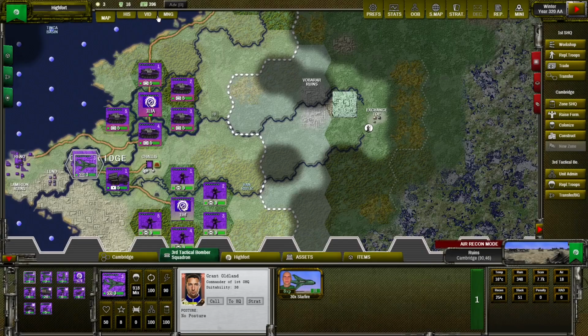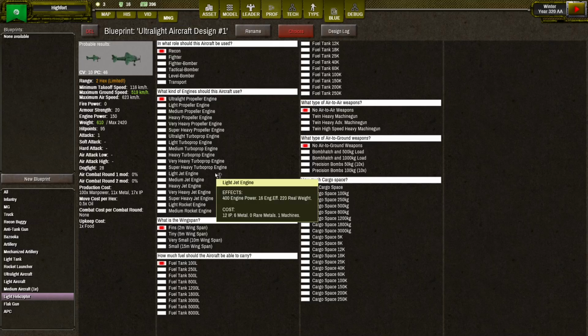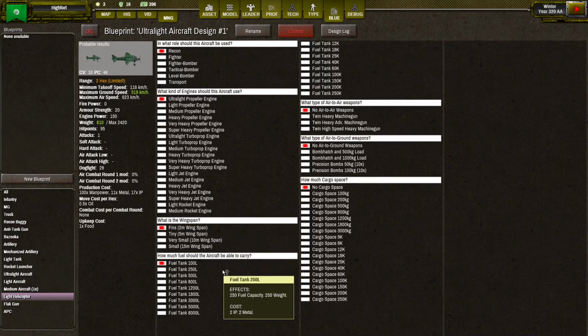Let's go back to design. So let's do some simple recon unit. On the screen, you can see multiple sections, and the first one we already talked about, the role. So we select recon, but the rest are quite interesting. The most important are engine, wingspan, and fuel tank. Those three will determine how far we can fly. So what will be the range of our unit? And usually, the more fuel we can get, the greater the range.